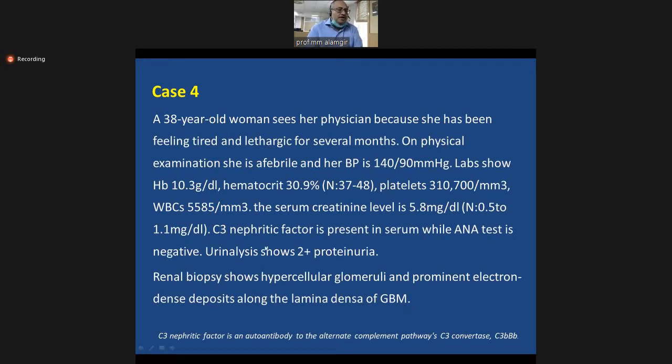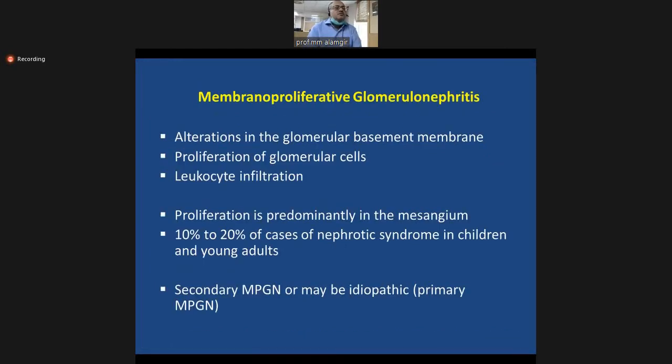So C3 nephritic factor is an immunoglobulin IgG which is formed against the C3 component of the complement system. This is characteristic of this condition. This condition is a membranoproliferative glomerulonephritis. You may recall again from the table that membranoproliferative glomerulonephritis may cause nephrotic syndrome in adults. Not to the extent of membranous or focal segmental, but it's there.